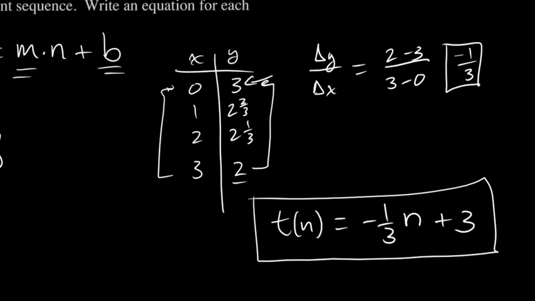So the first 3 terms in this sequence would be 2 and 2/3, and then I go to 2 and 1/3, and then I would just go to 2. So this one's decreasing by 1/3 each time, and starting at 2 2/3.